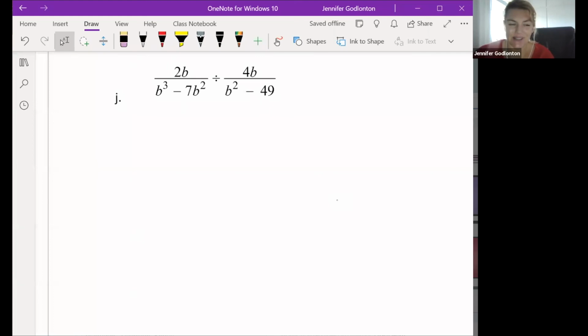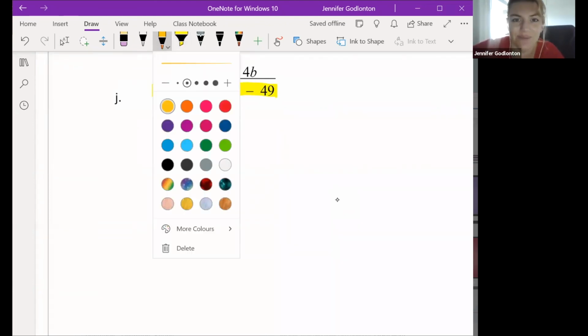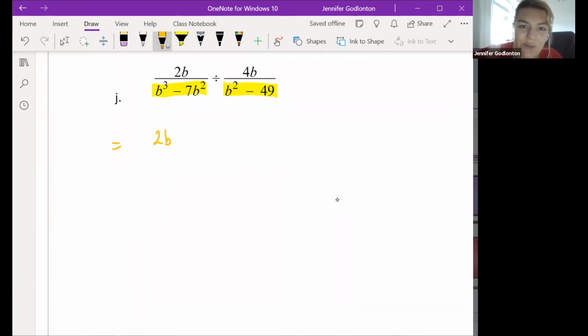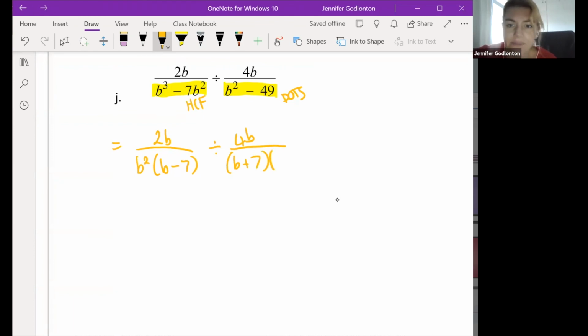All right, guys, we're going to go through this step by step. First thing we're going to do is factorize. We're going to factorize that, and we're going to factorize that. So, step 1, 2b over, I'm going to take out the highest common factor of b squared, and I'm going to be left with b minus 7, divided by 4b over difference of two squares, b plus 7, b minus 7. Okay, so marks 1, 2, 3.